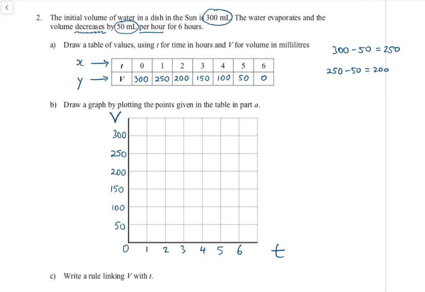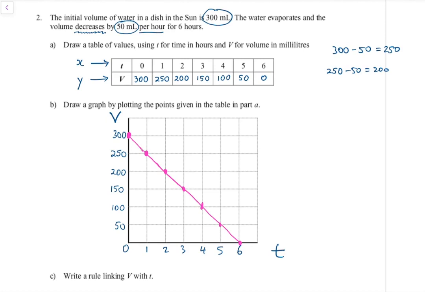I'm going to plot that now. So at time 0, there's 300 millilitres in the dish of water. After 1 hour, so go out 1, I go up to 250. Out to 2, up to 200. Out to 3, to 150, out to 4, up to 100, out to 5, up to 50, and out to 6, I'm at 0. Then I go to join them. My line looks something like that.